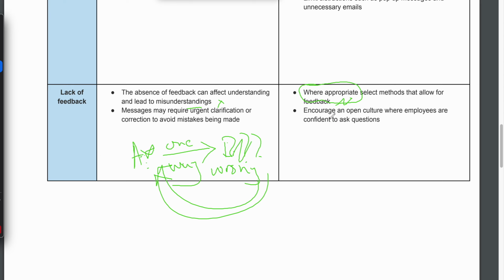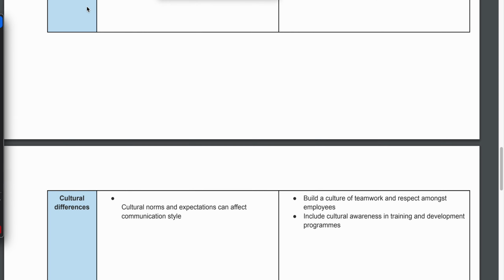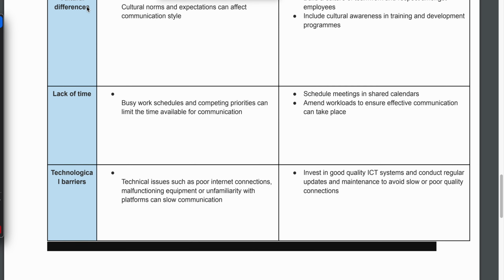Then we encourage an open culture where employees are confident to ask their questions. If I am a teacher delivering to B as a student, B might not be confident enough to respond or ask me questions. Why? Because I have not created a culture that is open enough for B to ask questions back to me. That's what's happening here. I hope this part on lack of feedback has made some sense to you. Then let's discuss the last three, and then we close it up.